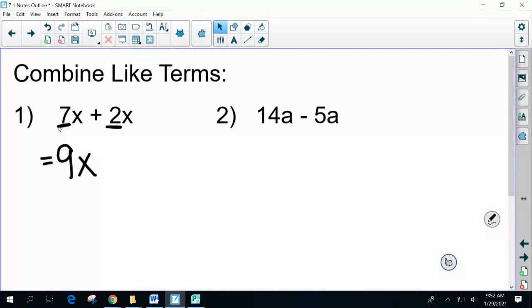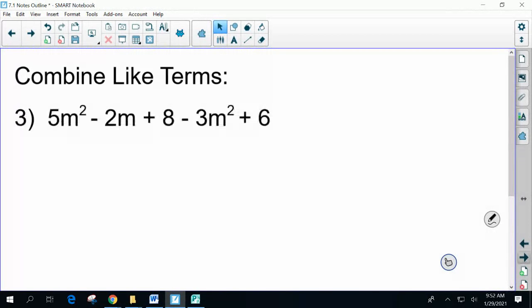And we're going to do the same thing on number 2. They're both a's, so we're going to follow the coefficients in front. So 14 minus 5 would be 9a. Okay, so number 3 is a little longer.